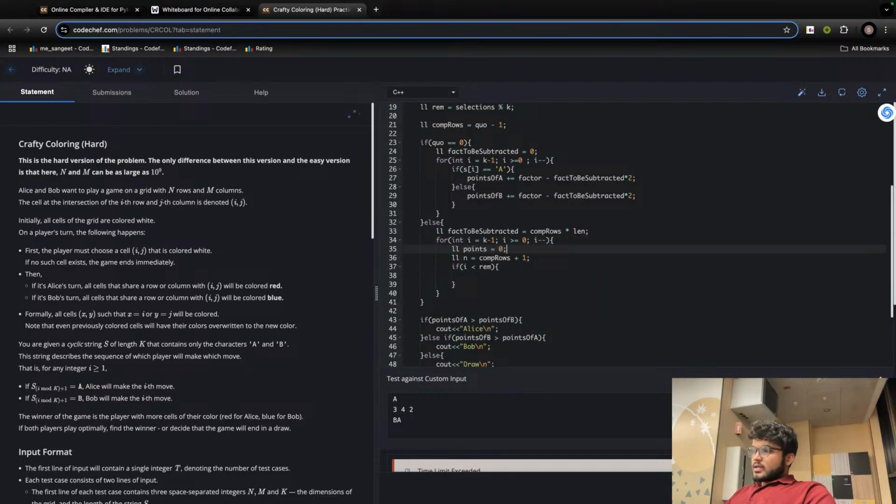Let's define some points here. Okay, then points will be added, right? What will be the points? Points will be factor. What will be the factor here? Remainder minus I, right? Remainder minus I into 2. Now here we have handled for the last remainder layer. Okay, that is handled.